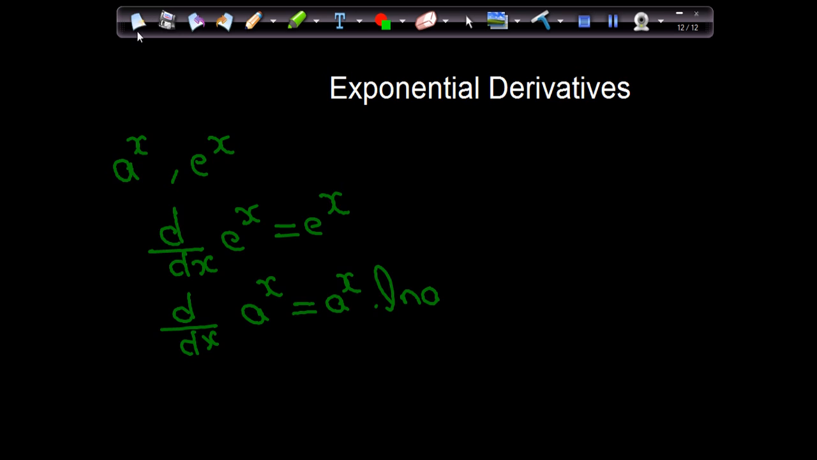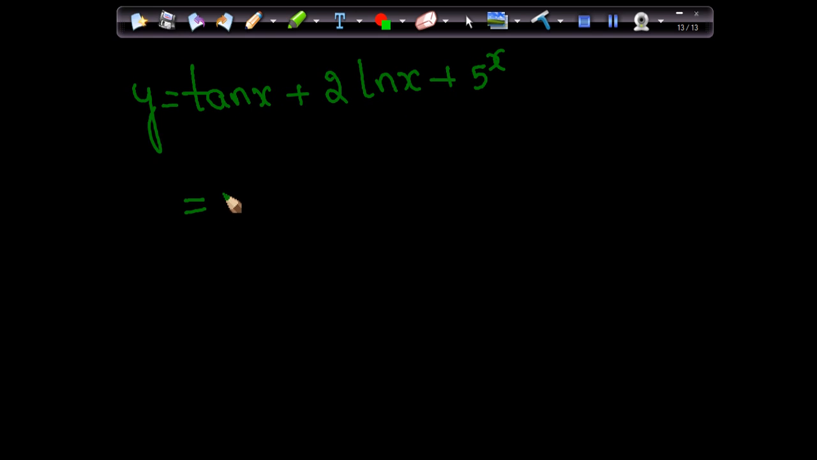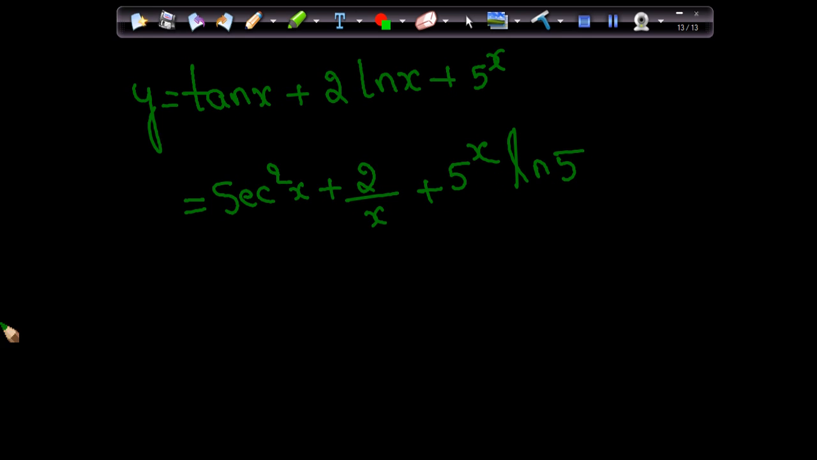So take an example. If y is equal to tan x plus 2 times ln of x plus 5 power x, then what can be the derivative of this function? The derivative of tan x is secant square x. 2 into the derivative of ln x is 1 by x, and the derivative of a power x is a power x ln of a. Here it is ln of 5, that is y dash. How simple, right?